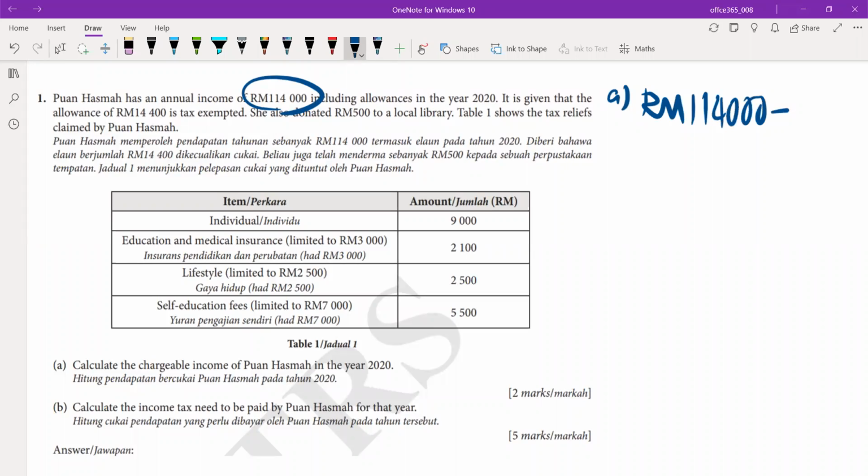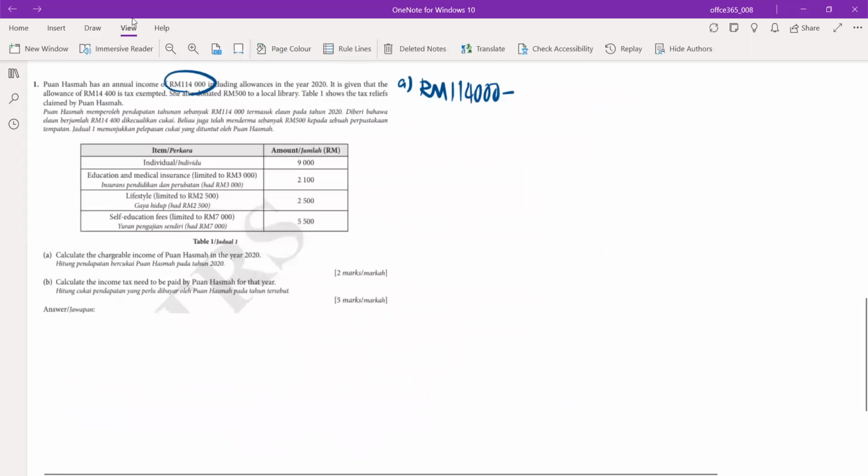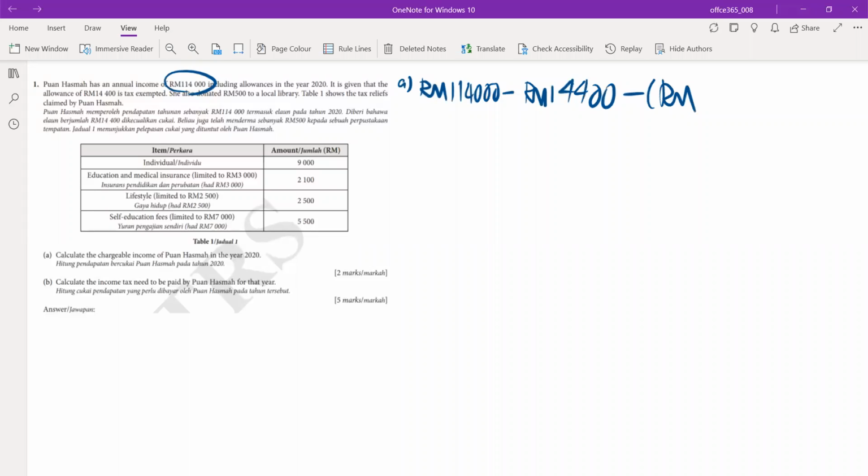Okay, and you minus the others like 14,400. Yours is like this one. Okay, 14,400 minus. Okay, what else you have to know is like everything at the bottom, 500, 900, everything add up together. Okay, 9,000.